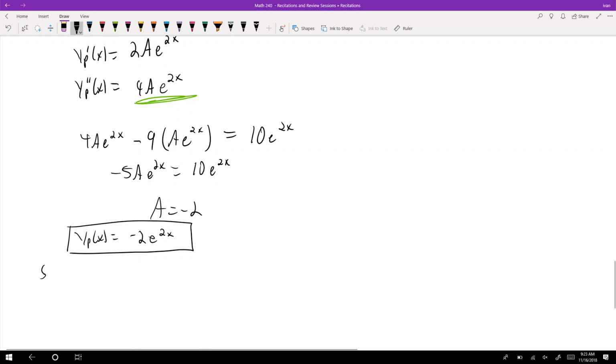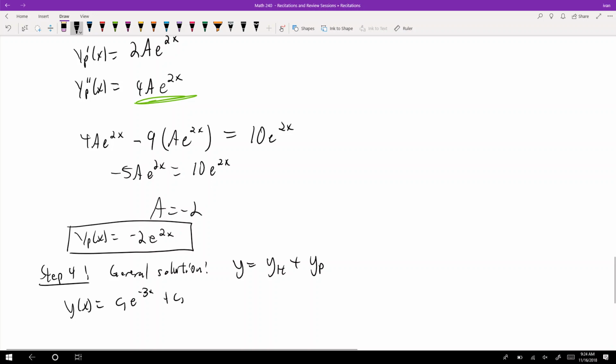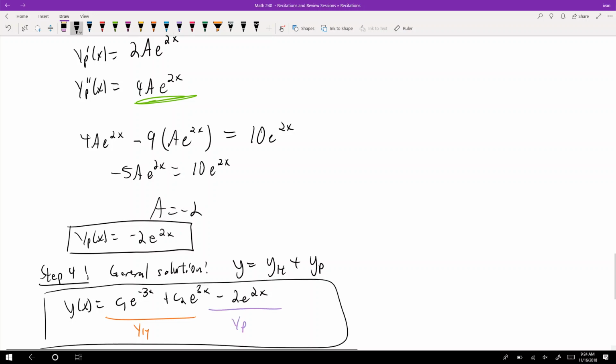Step 4 is then to write the general solution, which is y is equal to the homogeneous plus the particular. We solved for the homogeneous in step 1. Now we solve for the particular, which we got in step 3. So y of x is equal to c1 e to the negative 3x plus c2 e to the 3x minus 2 e to the 2x. Here is your homogeneous, here is your particular, and this is your final answer.